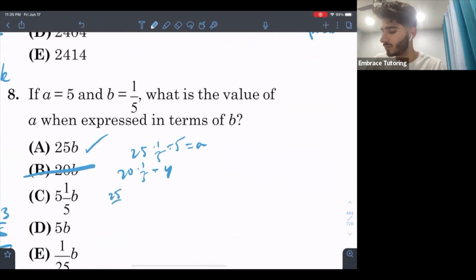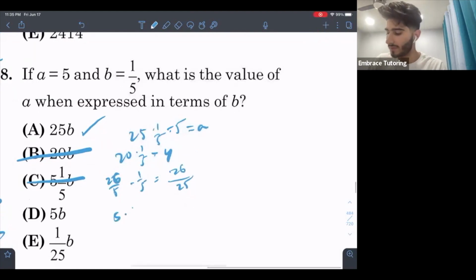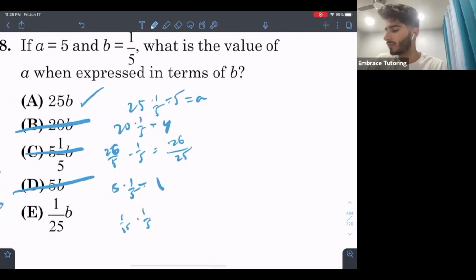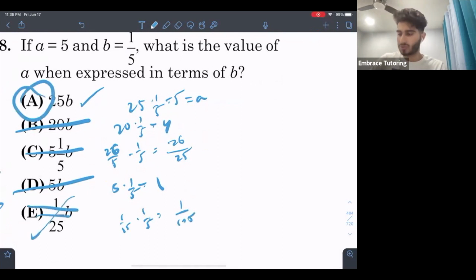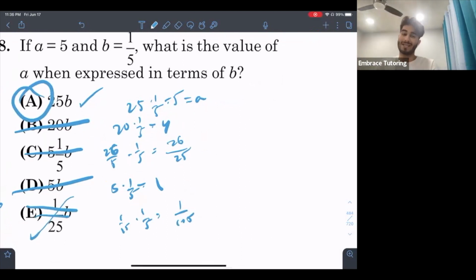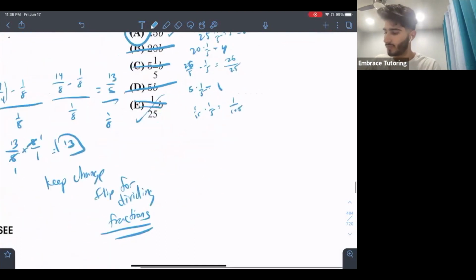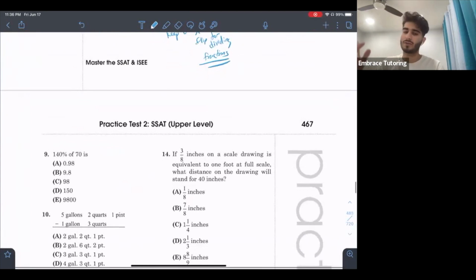25 over 5, 26 over 5 times 1/5 gives you 26 over 25. Does not give you A. 5 times 1/5 gives you 1. Does not give you A. 1 over 25 times 1 over 5 gives you 1 over 125. Does not give you A. So choice A is the correct answer for question 8. A very straightforward problem. You just have to understand what they're asking for.